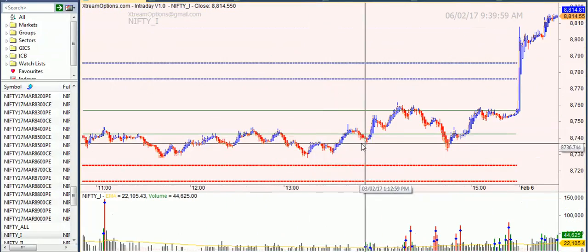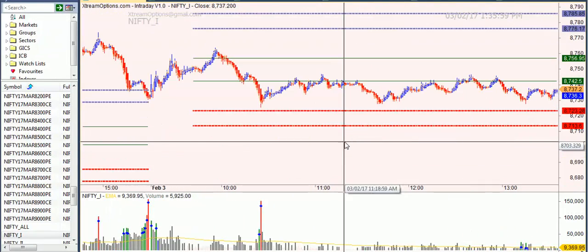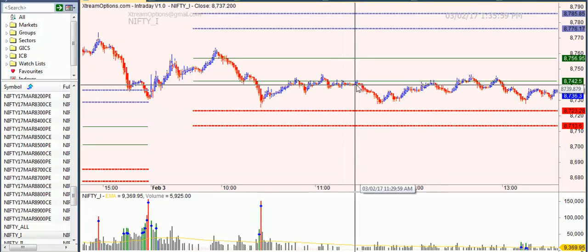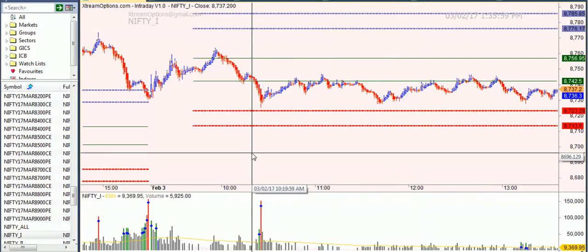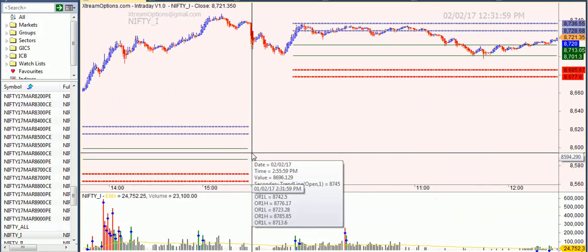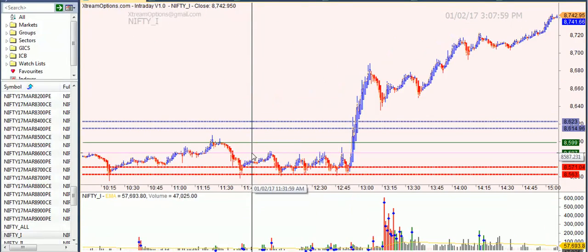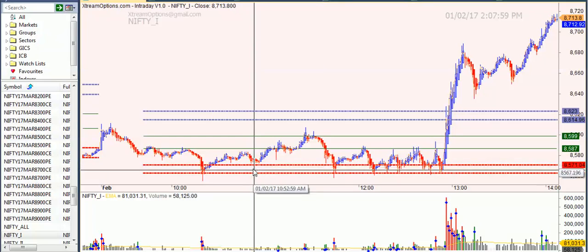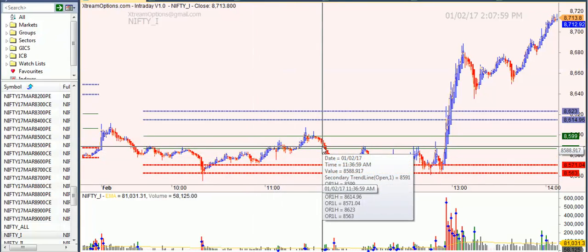However, you'll see this happening almost every day. It comes back to the neutral zone from these two upper and lower zones. So this is how we trade, and you'll see this happening almost 70 to 80% of the time. Price goes back into the neutral zone, and that's our trade.